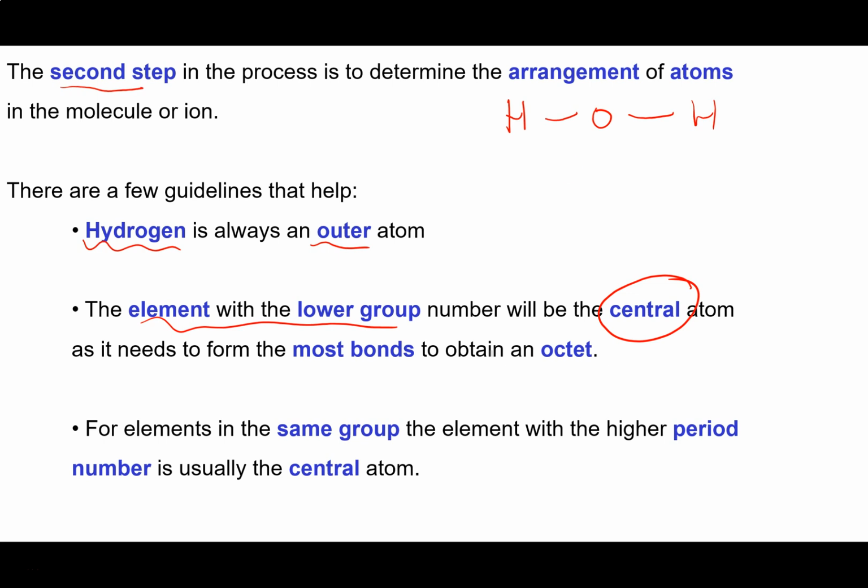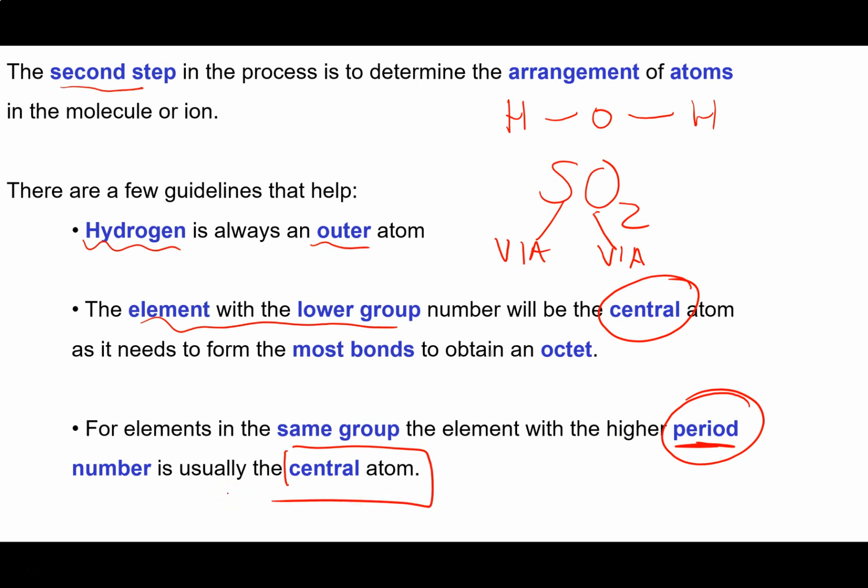Now sometimes you'll have a compound where your atoms are in the same group. So sulfur dioxide, sulfur's in group 6A, as is oxygen. So what do you do then? Well, if they're in the same group, the element that is lower down in the group, that is in the higher period, is going to be your central atom. So in this compound, sulfur goes in the middle and oxygen goes on the outside.